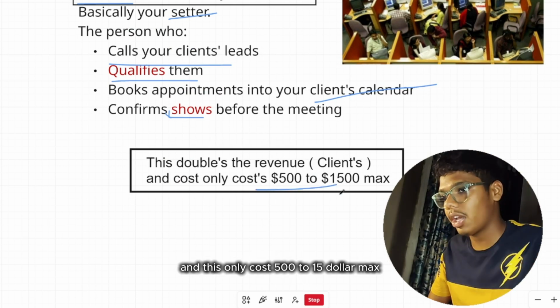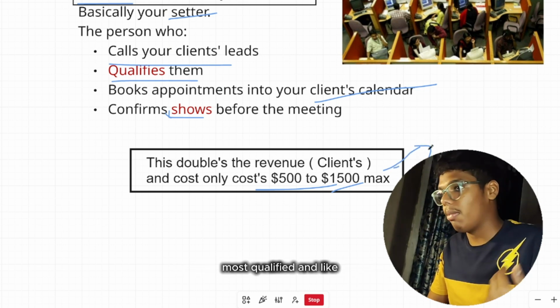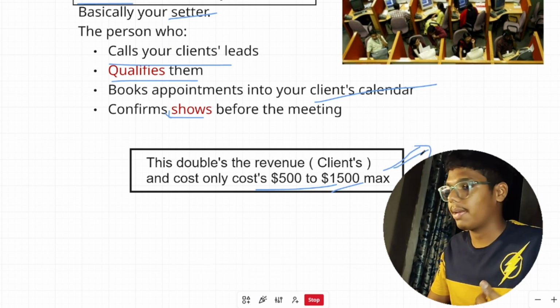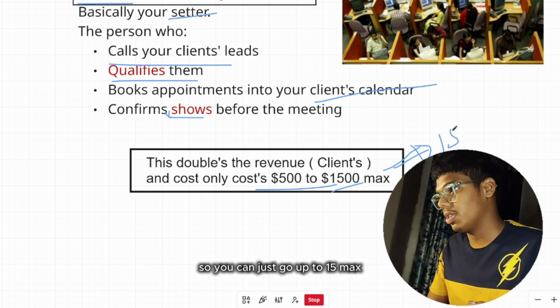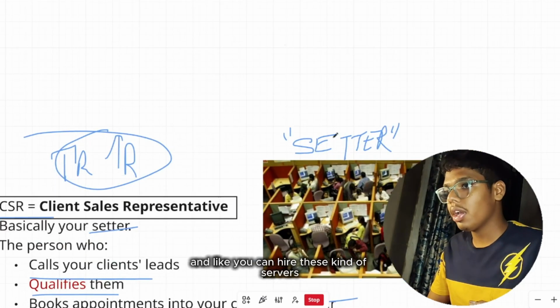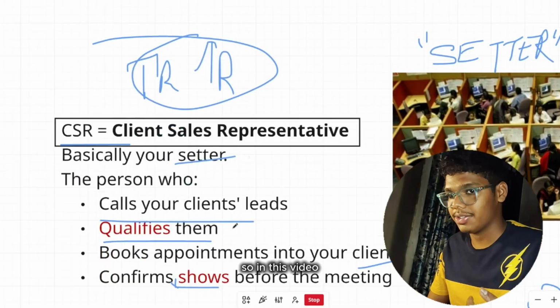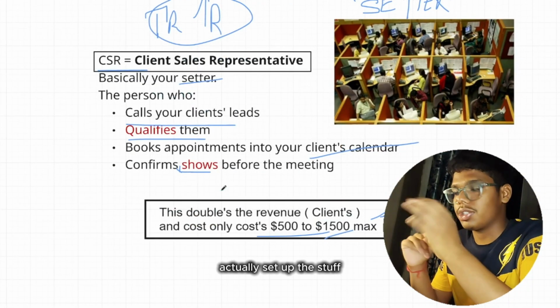And this only costs $500 to $1,500 max, if you're going with the most qualified, high ticket closer or something like that. So you can just go up to $1,500 max, and that will be the best thing you can ever have. And you can hire these kinds of sellers. In this video I've exactly told you how you can hire them and actually set up the stuff.